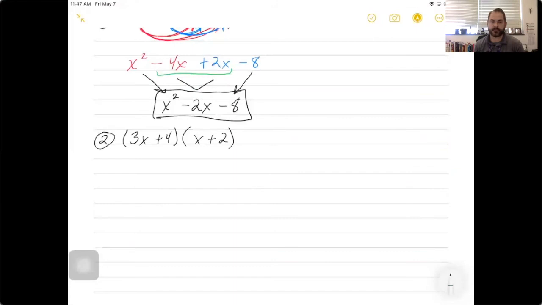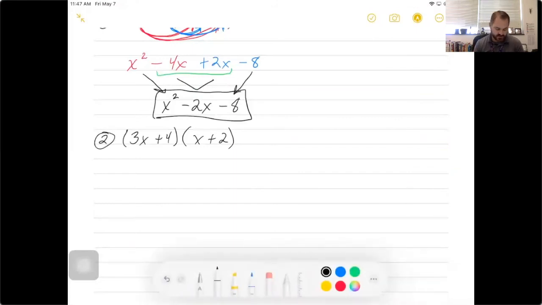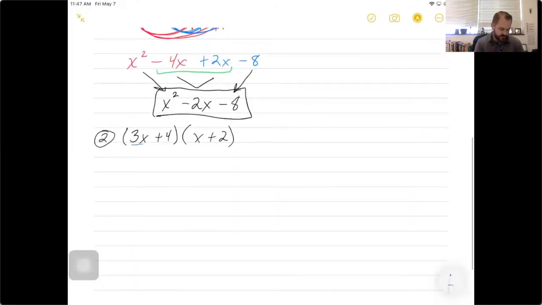Okay, so again, we're going to distribute the first term, 3x times x, that gives me 3x squared because we just do x times x. Then we're going to distribute to the last term there, 3x times 2. We can multiply the 3 times the 2 and get positive 6x.